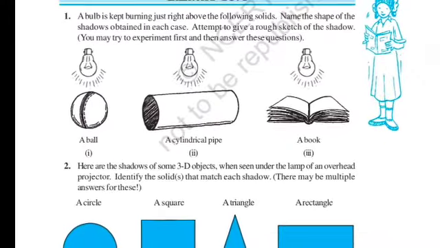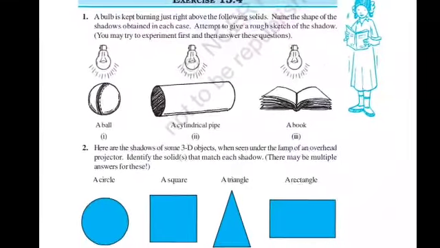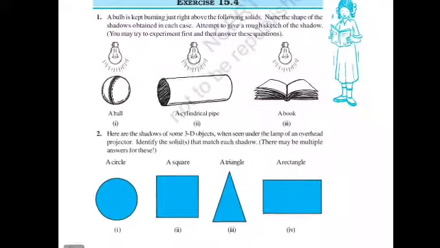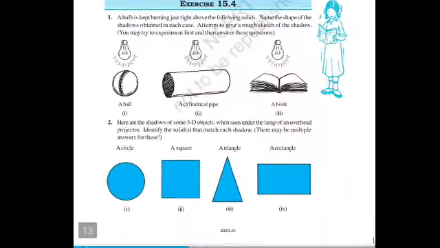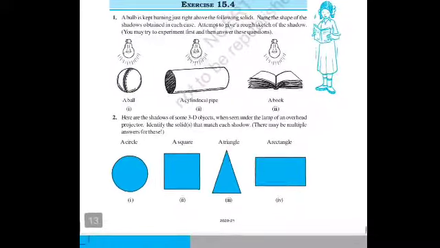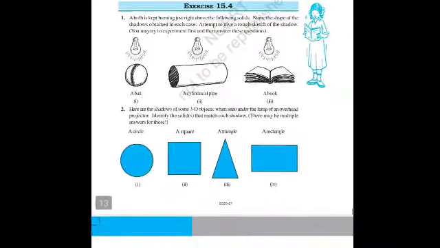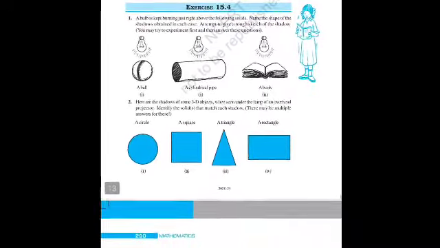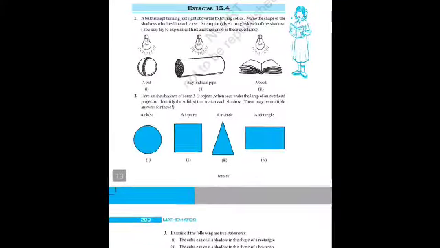Let us start exercise 15.4. The first question is, a bulb is kept burning just right above the following solids. Name the shape of the shadow obtained in each case. Attempt to give a rough sketch of the shadow. You may try to experiment first and then answer the question. Now let us see one by one.